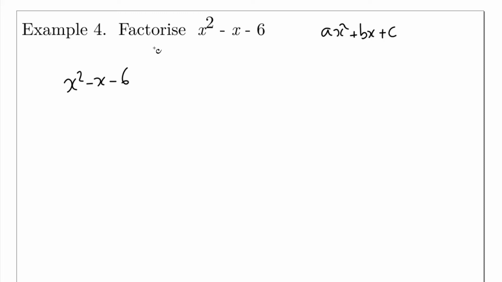If I use a different color actually. What you'll want to do is take this last term, minus 6, and write it out on the side here. And then you will find all the possible factors of minus 6. So which two numbers do we multiply to make minus 6?